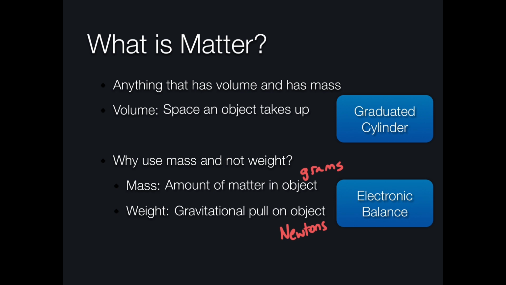Now, good news for you, we live in an electronic age where we have electronic balances, where we no longer have to use the old 3-beam balance in order to take masses of objects. And I will also show you a little video clip here at the end on how to use our electronic balances.